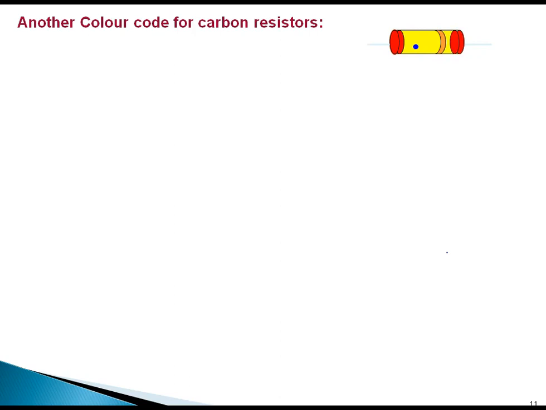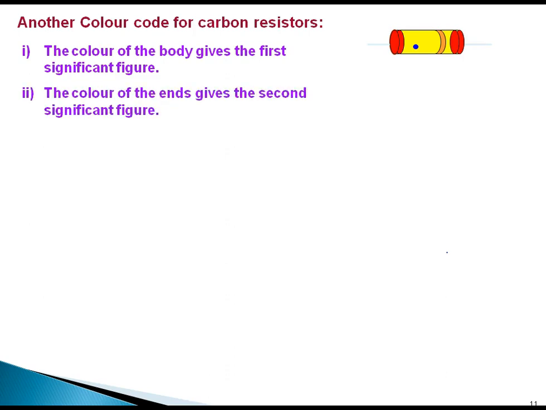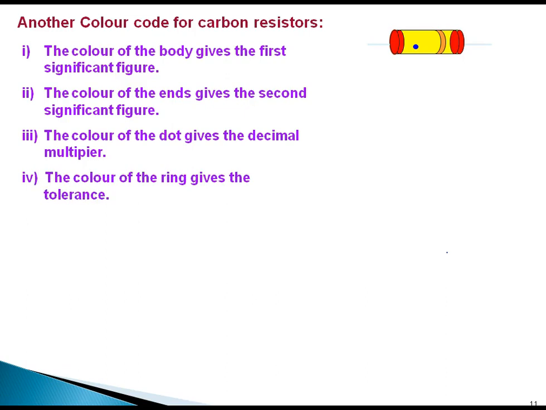Another color code. Color of the body gives the first significant figure. The color of the end gives the second significant figure. Then color of the dot gives the decimal multiple or number of zeros. In this situation, we don't write any percentage error. But if ring is drawn, then the color of the ring will give the tolerance. Yellow body, red end, blue dot, gold ring.